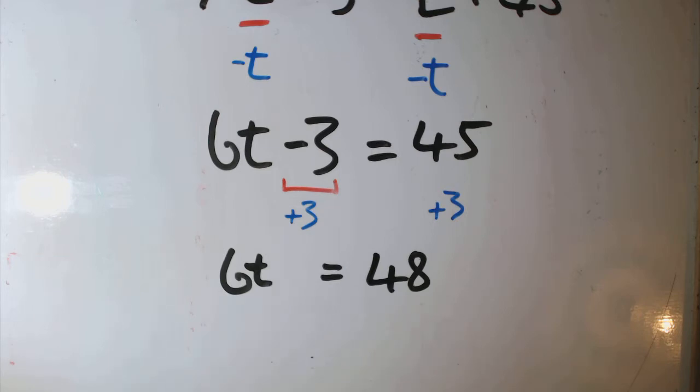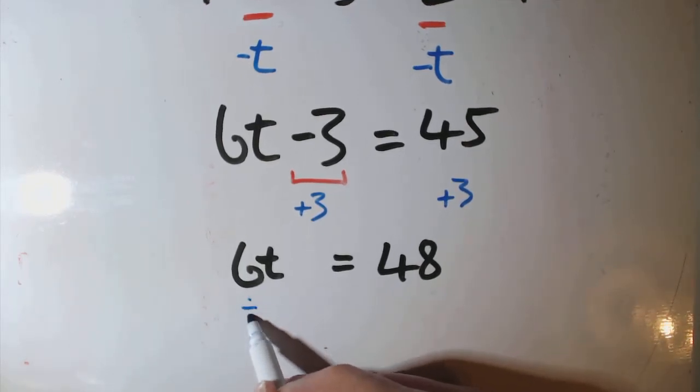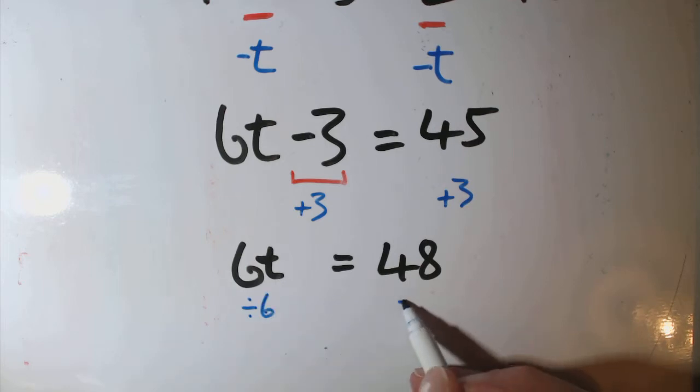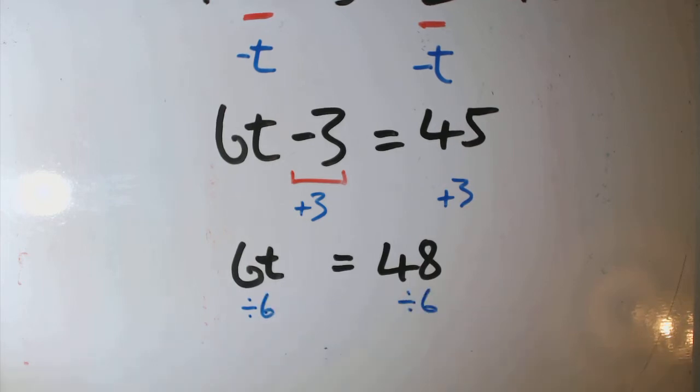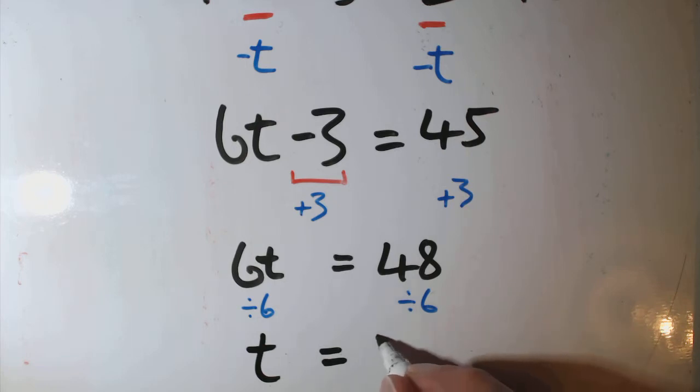So how much does one apple weigh? So essentially what you'd have to do here is, again, you would divide that by 6, divide that by 6. So what you have is you've got 6t divided by 6, we've got t, and 48 divided by 6 is 8. And that's your answer.